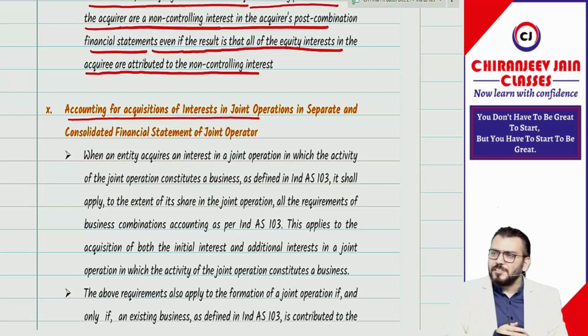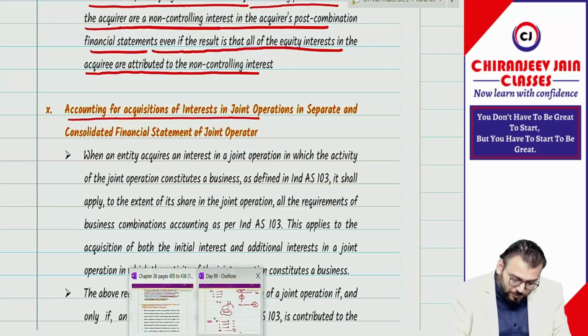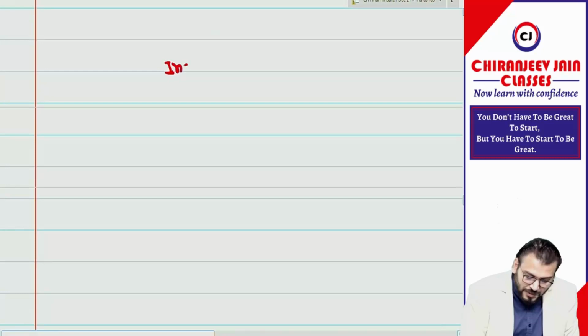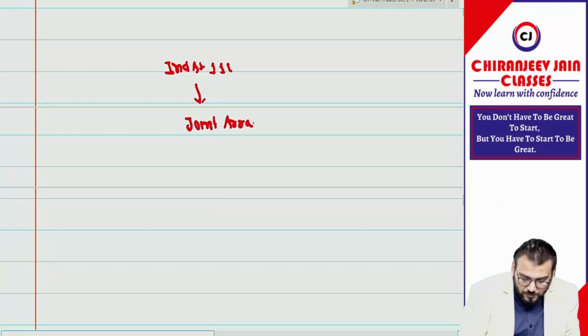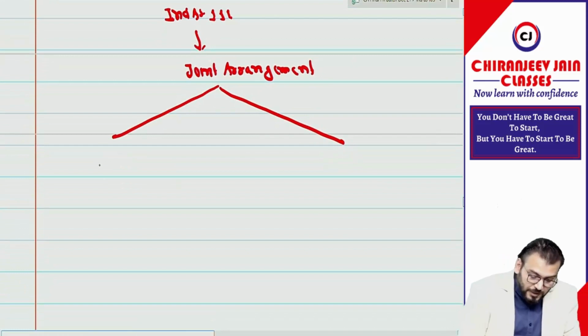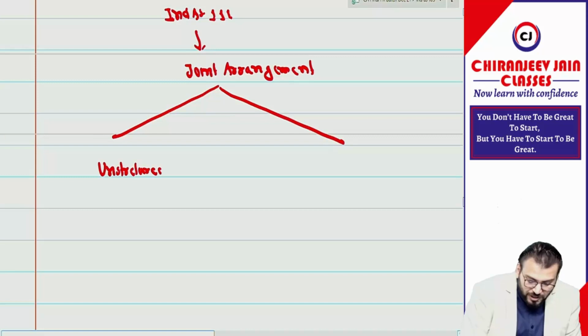Do you remember this much? First let me come to Ind AS 111. What does Ind AS 111 say? Joint arrangement, if it is unstructured, you remember, unstructured or structured.